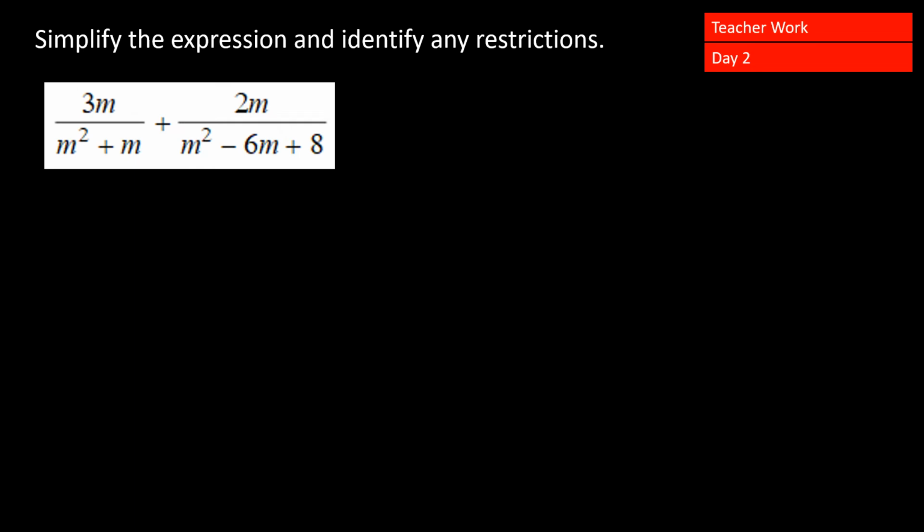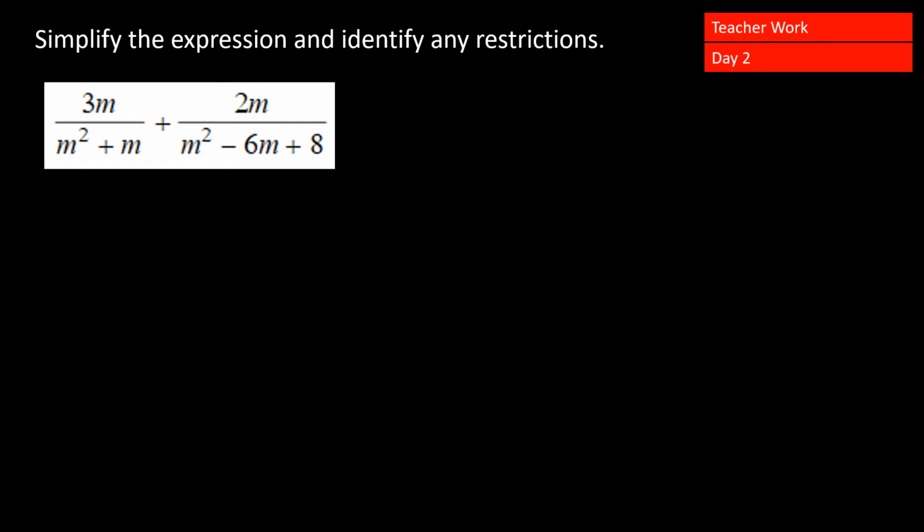Next, we want to simplify the expression and identify any restrictions. With a question like this, really what they're just asking us to do is to simplify. Actually, we want to factor first. So we'd factor, if we can, simplify, right? And then after we have that, what values can m not be? So we have addition here. Addition in this case gets a little interesting because we can't really add these two, because they don't have common denominators.